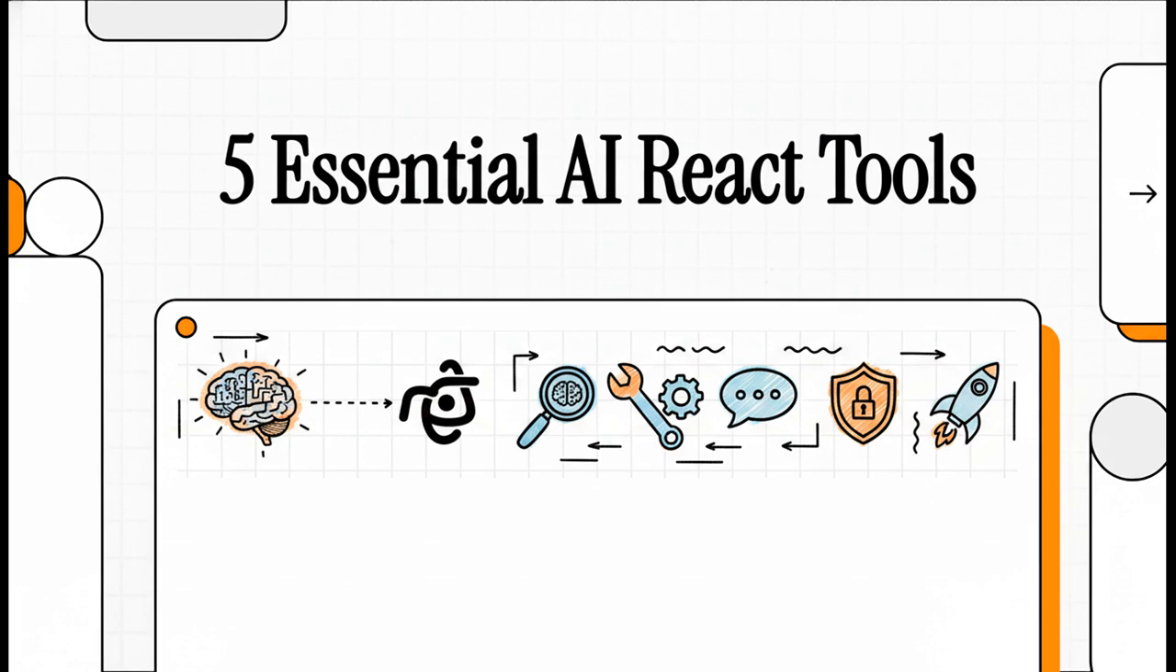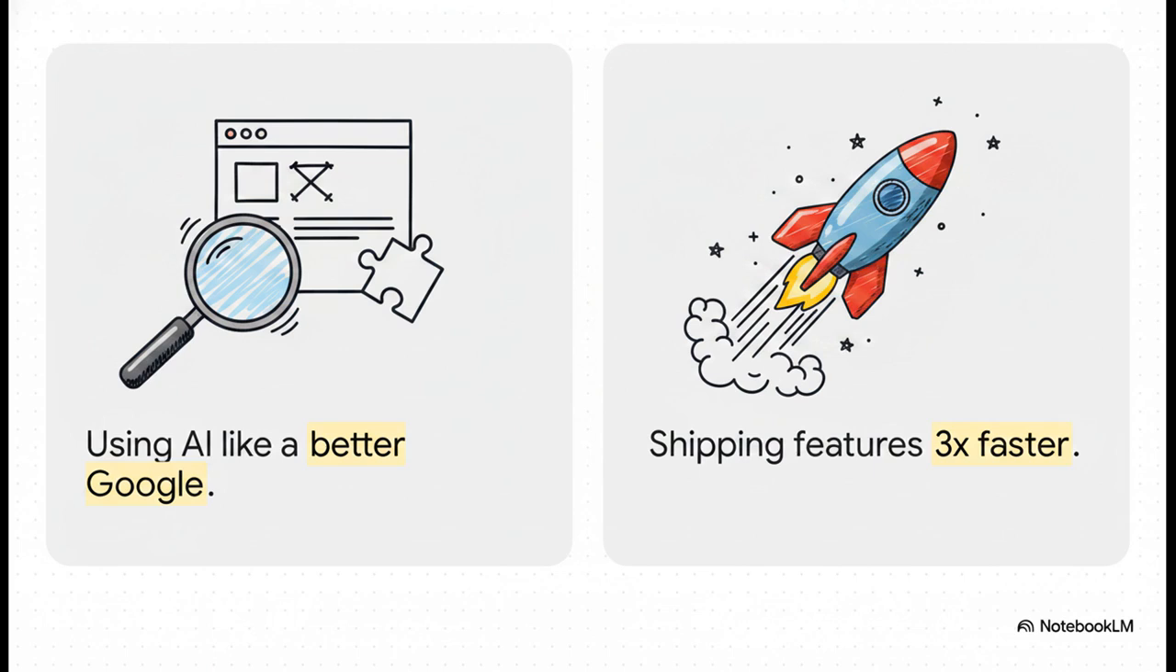Let's get into it. The contrast here is honestly pretty stark. You can keep treating AI as a basic search engine, just asking it simple syntax questions and copying over little snippets, or you can actually integrate it directly into your workflow to ship features 3 times faster. Look, we all have the exact same 24 hours in a day, right? But this is how you actually supercharge your output.